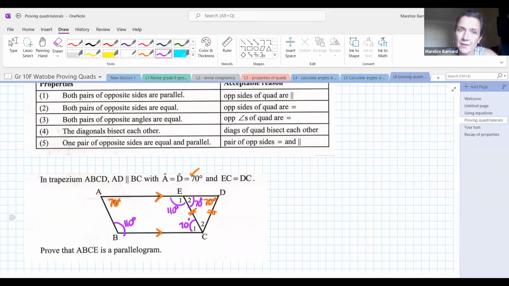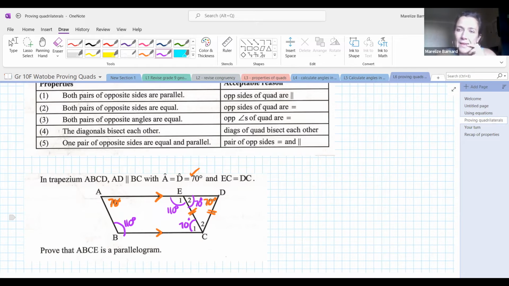Yes, Georgia Lynn. Hi, ma'am. Is EC going to be common? EC, like line EC. EC is a common side, yeah. Okay, thank you, ma'am.